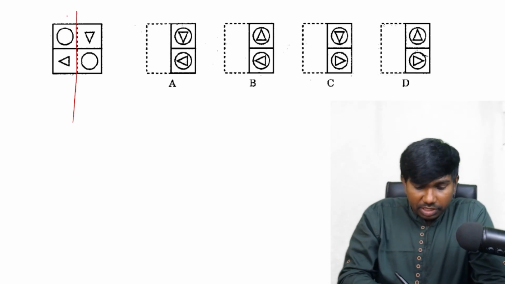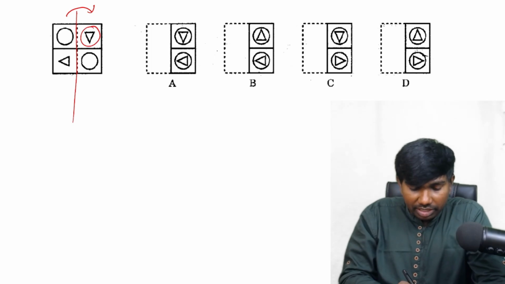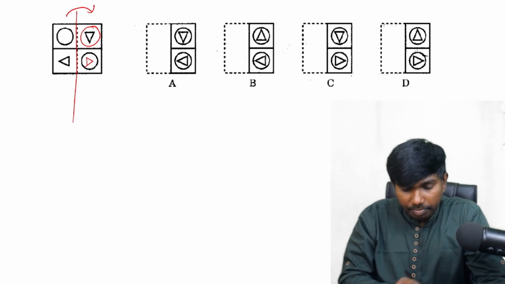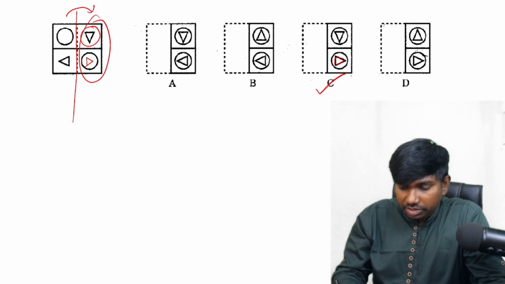Next one, the left side part is folded to the right side. There is a circle, and an inverted triangle inside the circle. So with vertical inversion, the vertically inverted triangle will be inside the circle. Which figure is having this part, the right side part? Yes, figure C is the answer.